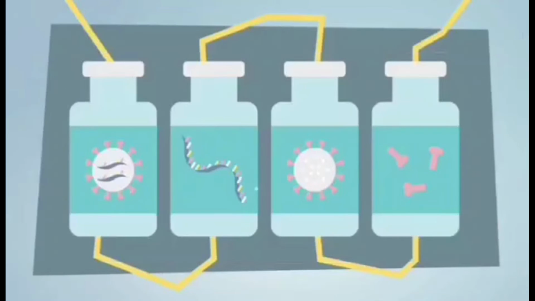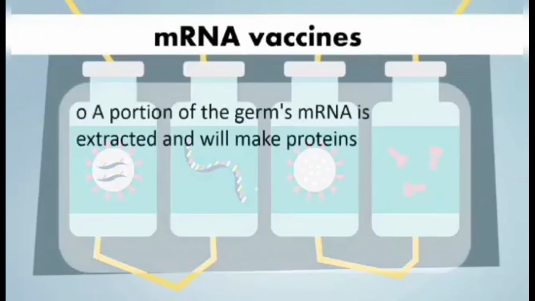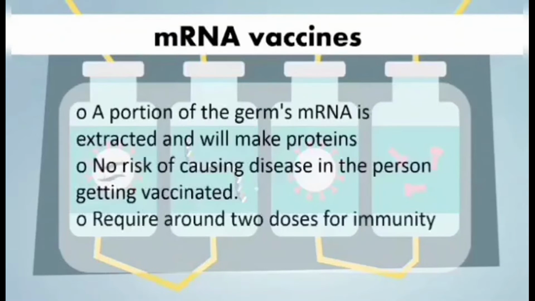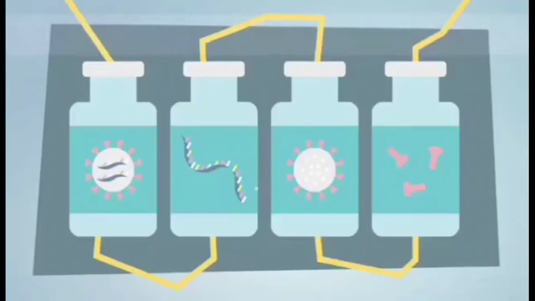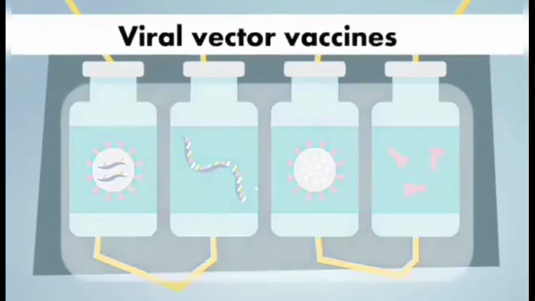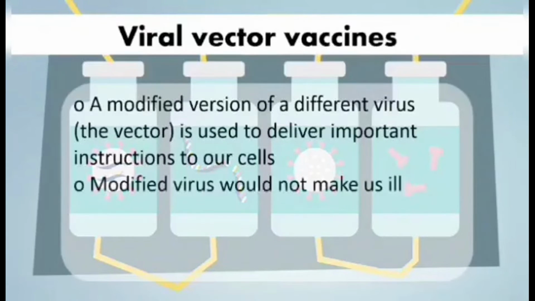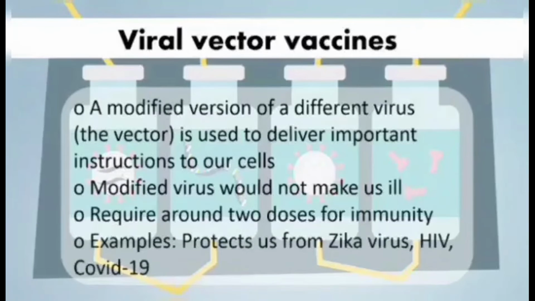This vaccine uses a portion of the germ's mRNA that is extracted and will make proteins in order to trigger an immune response. It will not cause disease. Around 2 doses are required for immunity. COVID-19 is the main example of diseases. This vaccine is made by a modified version of a different virus that is used to deliver important instructions to the cells. The modified virus will not harm us. Around 2 doses are required.